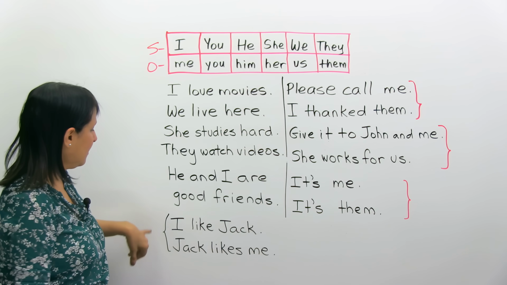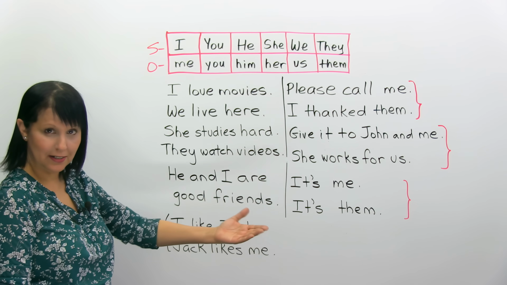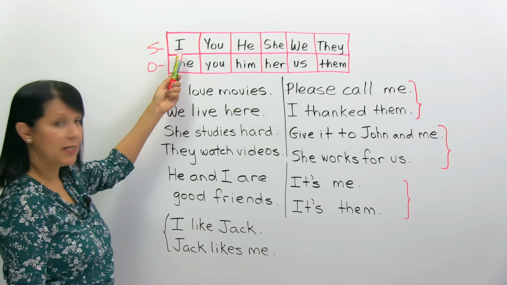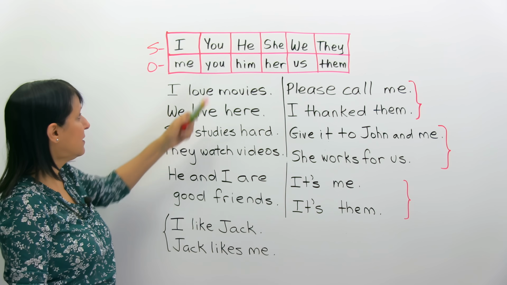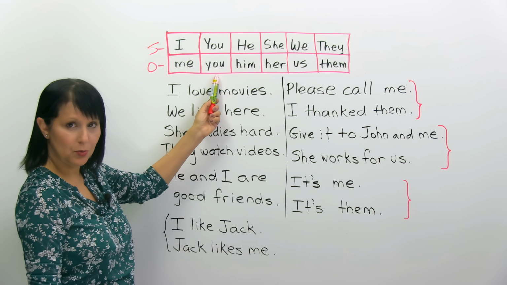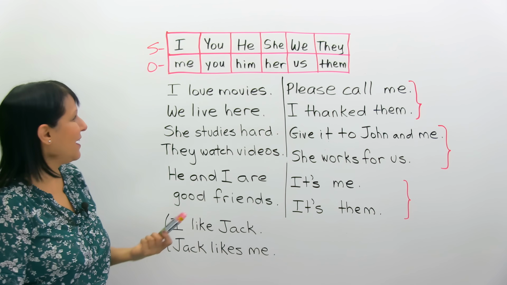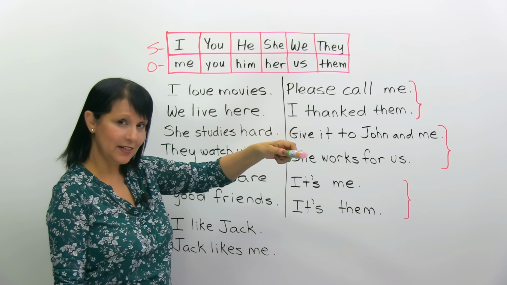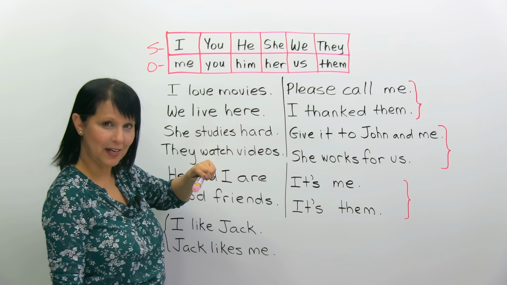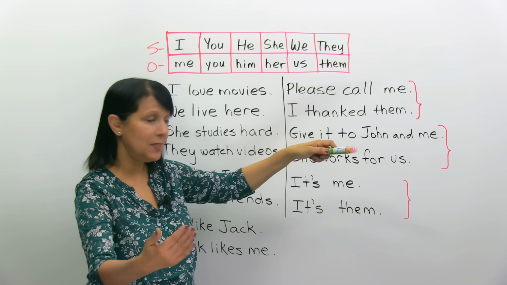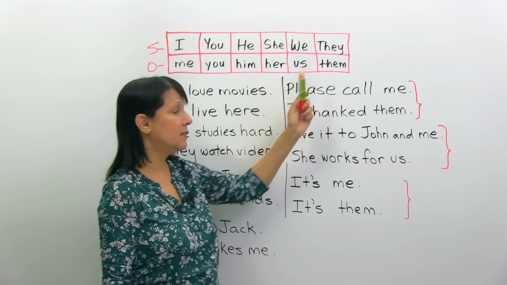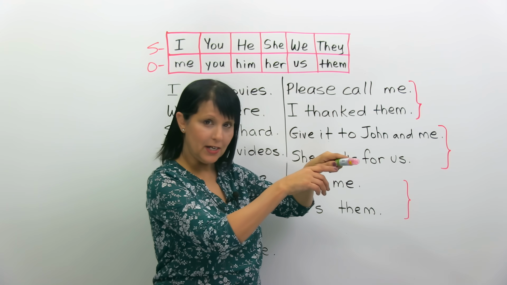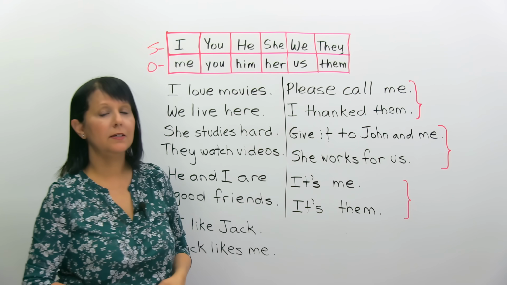Okay? Here we go. For example, I like Jack. Jack likes me. Okay? I like Jack. Subject, I. Jack likes me. Object. You like Jack. Jack likes you. Here you can see with the word you that it's the same. Okay? So there we don't usually make mistakes because it's the same. Here, he likes Jack. Jack likes him. Okay? She likes Jack. Say it with me. Jack likes her. We like Jack. Jack likes us. They like Jack. Jack likes them.